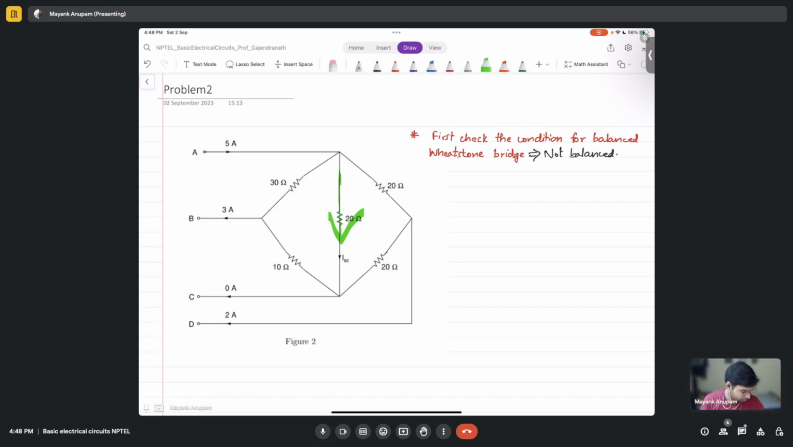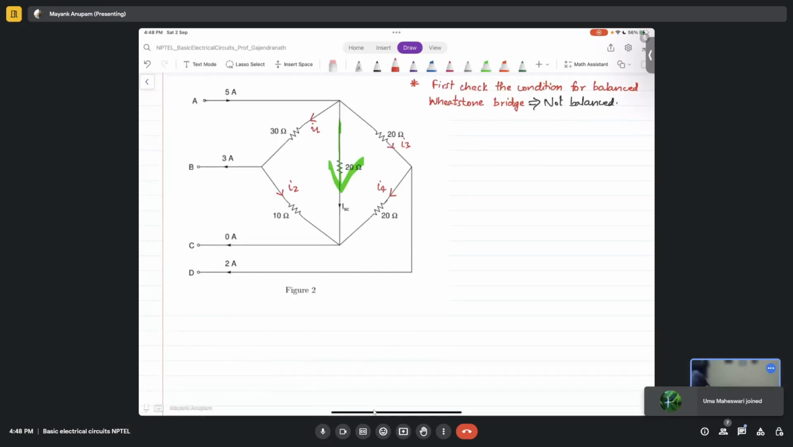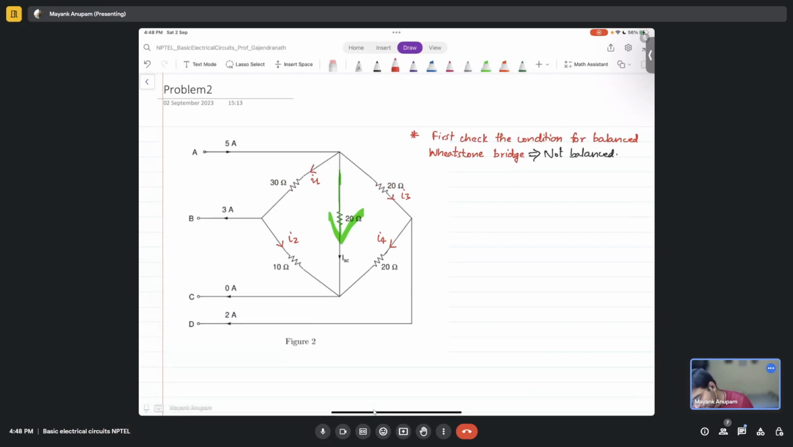Assign the current for every branch, for every resistor: I1, I2, I3, I4. I want to find out the current in every branch. So let's say this is I1 and this is I2. Let's say this is I3 and this is I4. These are the four currents, right? So what do we want to do? We want to find out all the currents.